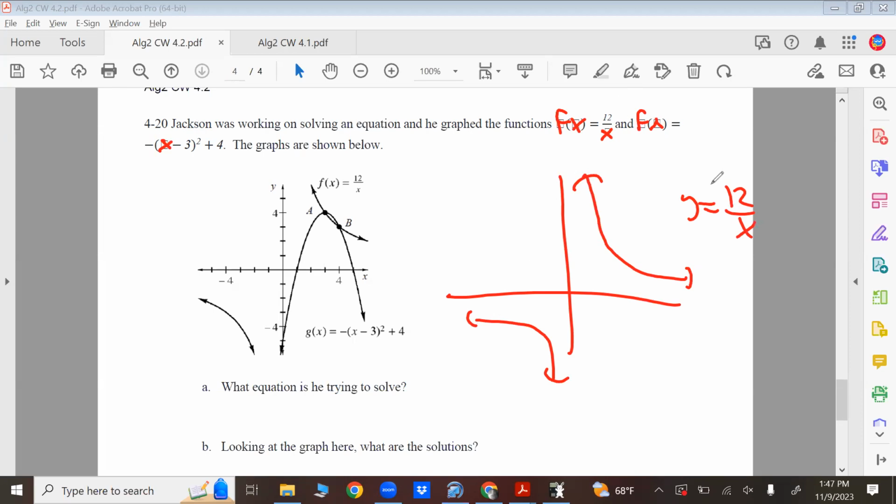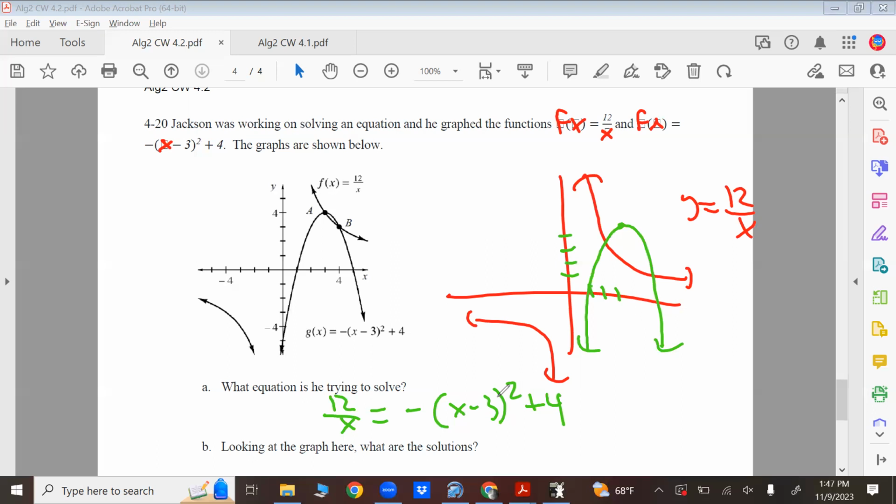We'll go Christmas colors. 'Tis the season, right? 3, 4, and it's opening down. Okay, yeah, that's what's happening, right? So what equation is he trying to solve? Well, he's trying to solve this equation: 12 over x equals negative parentheses x minus 3 squared. Ellie, go ahead. Yeah, go for it. That's what he's trying to solve.